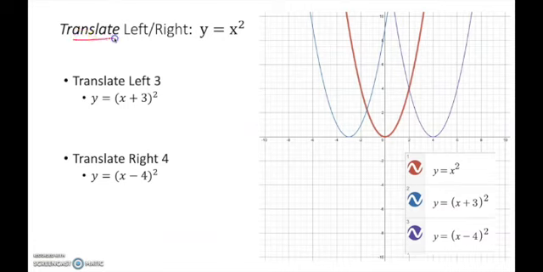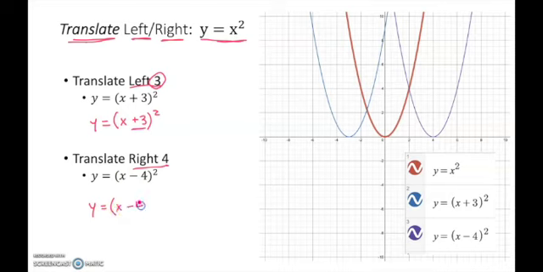Our next translation is going to be translating our parent graph of y is equal to x squared, left as well as right. So first, let's translate this graph left 3. To do that, we're going to place our x term within parentheses and then add a 3. Notice how going left 3 means you're going to be adding a 3 and having that be squared. Same with the right 4, except it's going to be y is equal to putting x within the parentheses and then placing a minus 4 right here and then having that term squared.